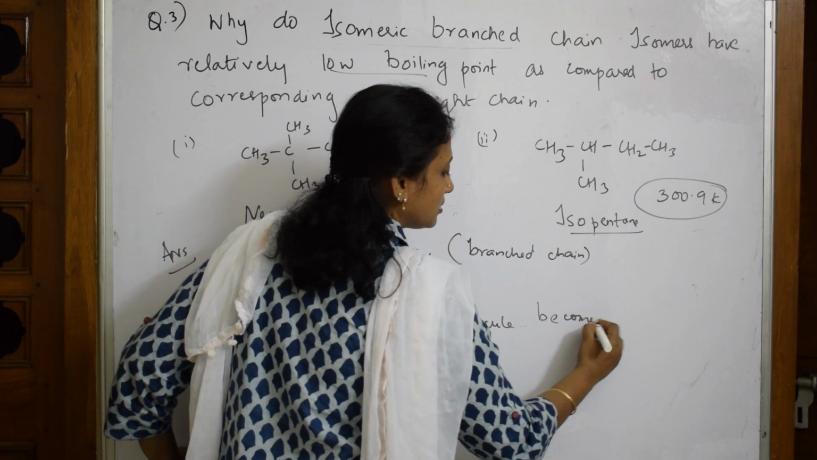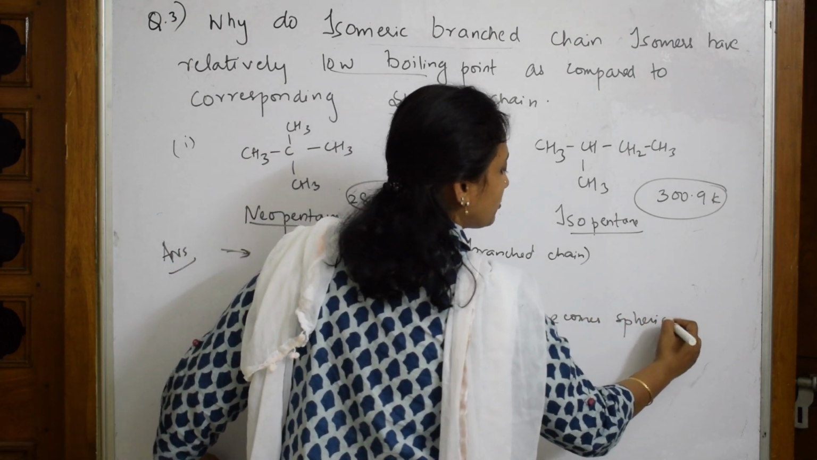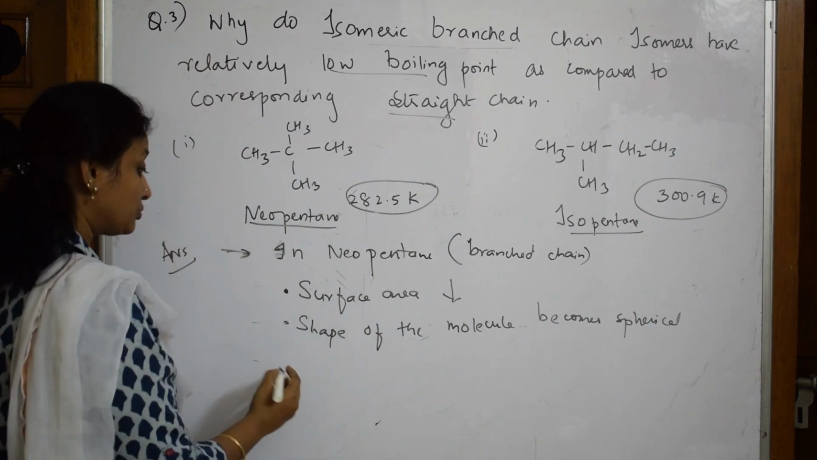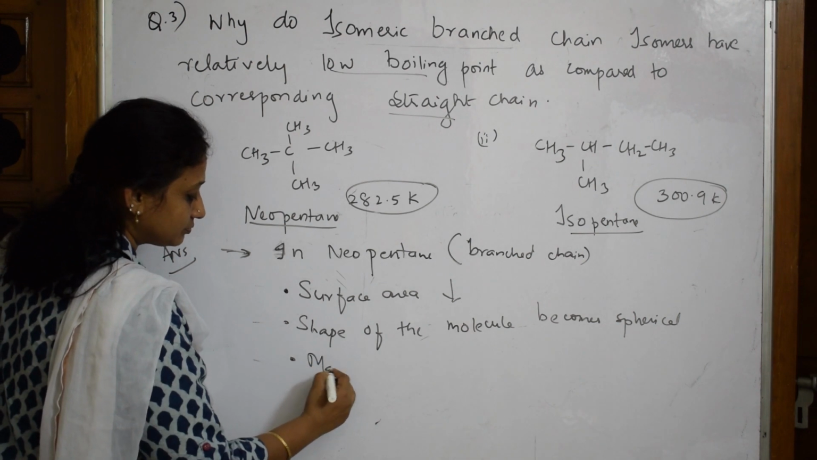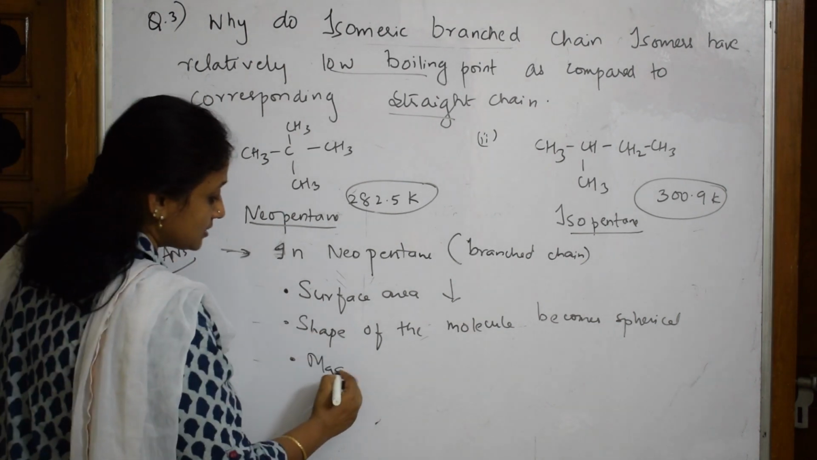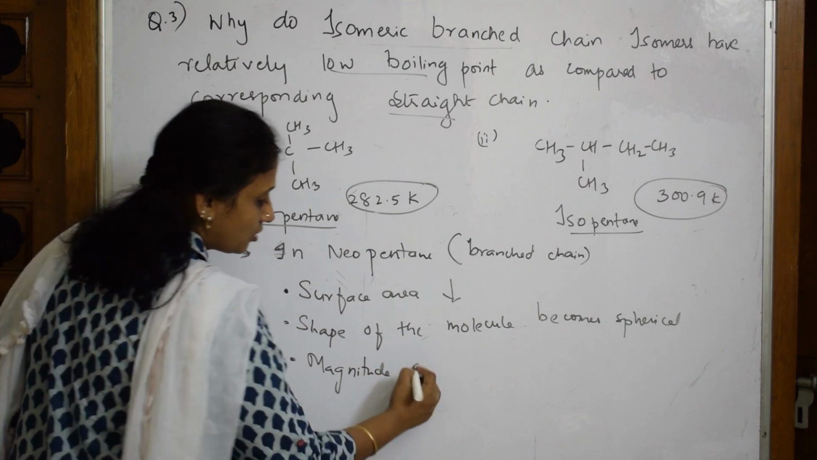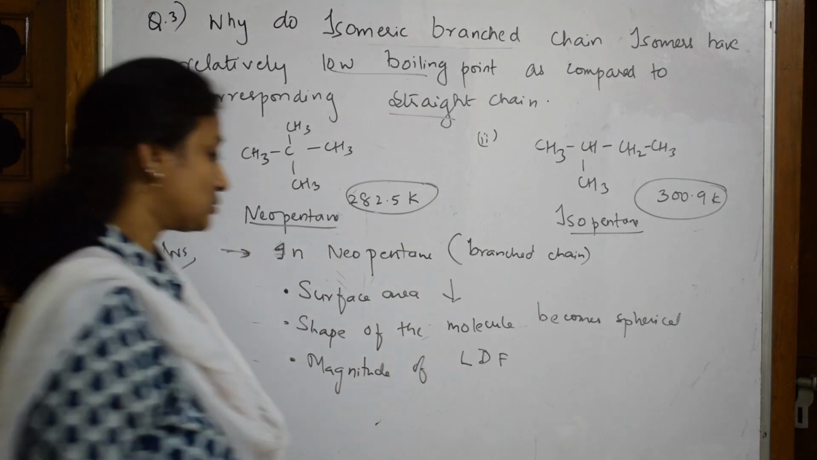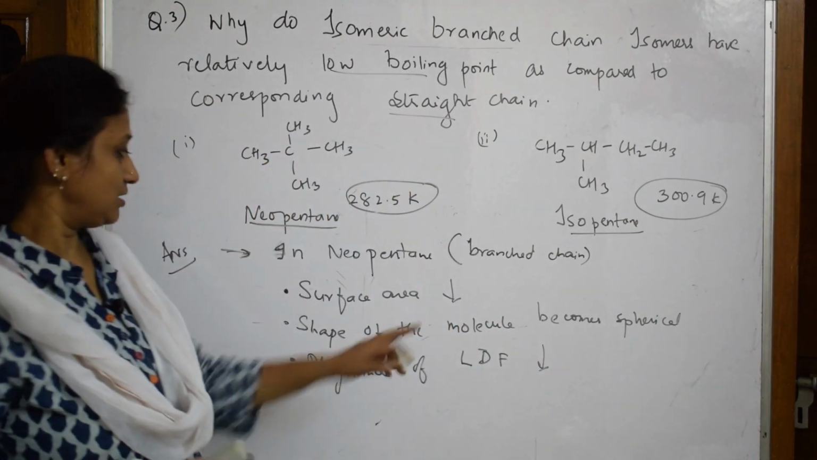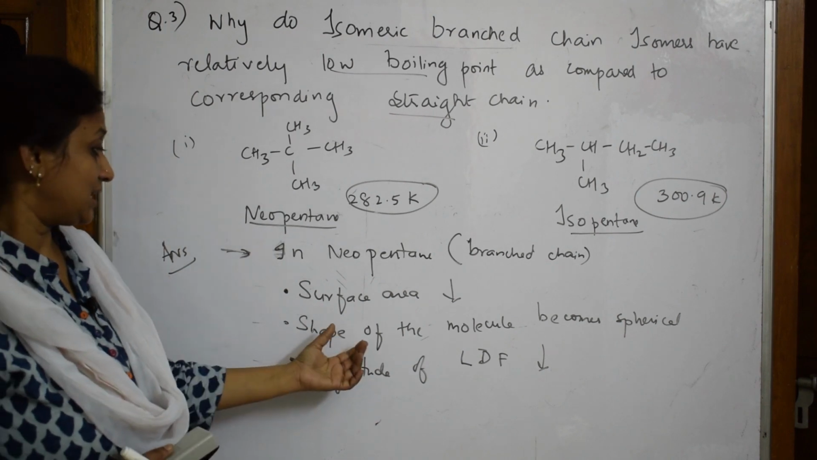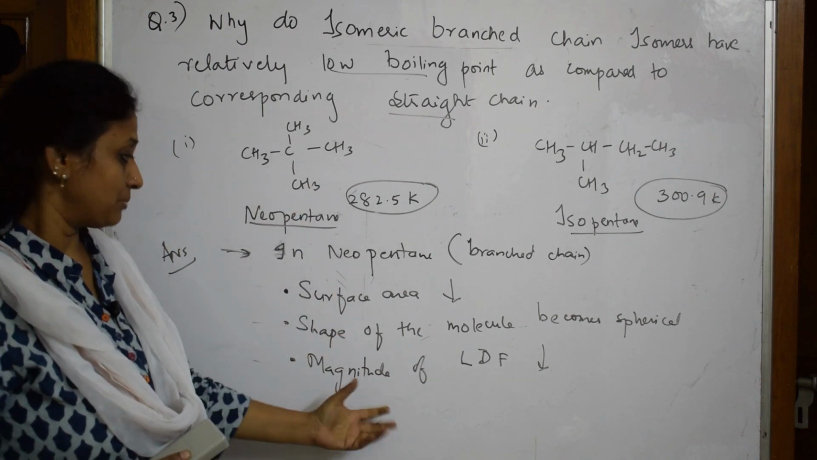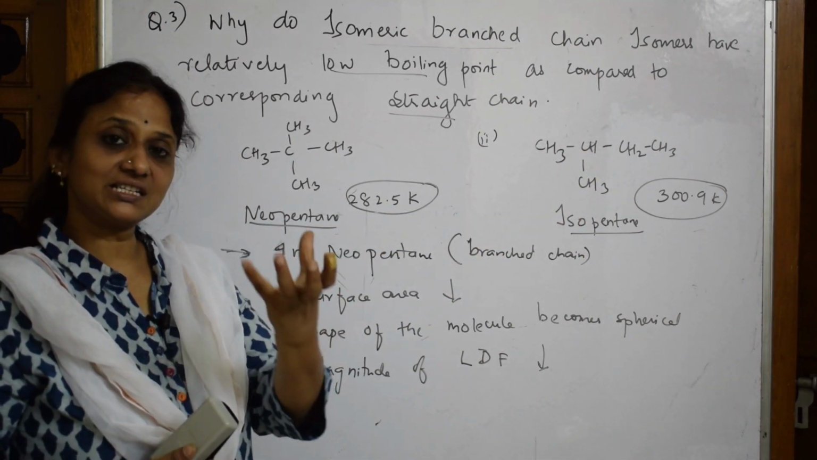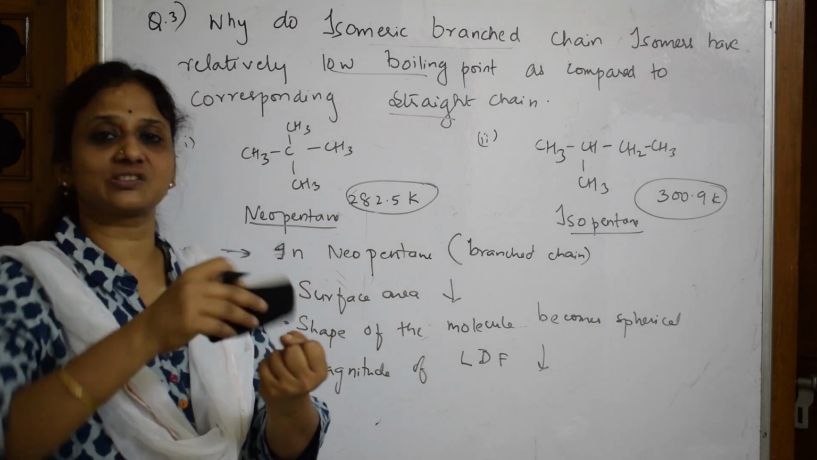becomes spherical. Done. When the shape of the molecule becomes spherical, what will happen to the magnitude of London dispersion forces? That magnitude also will go down. Magnitude means measure, right? So magnitude of, I'm writing in short form, London dispersion forces or the van der Waals forces, that also will go down. So here surface area is getting less, shape of the molecule becoming spherical, magnitude of forces also, here means it is strongly packed, forces also decreasing. So once it is attaining a compact structure, it will tightly fit in the crystal lattice.